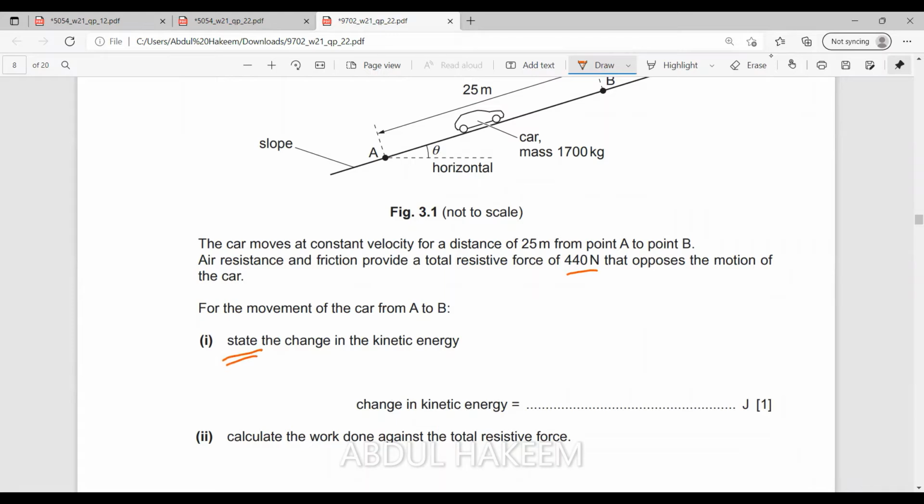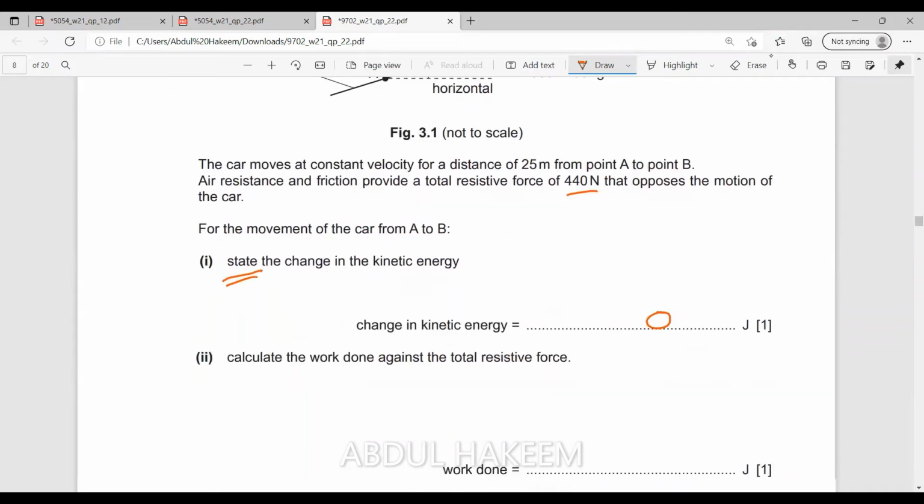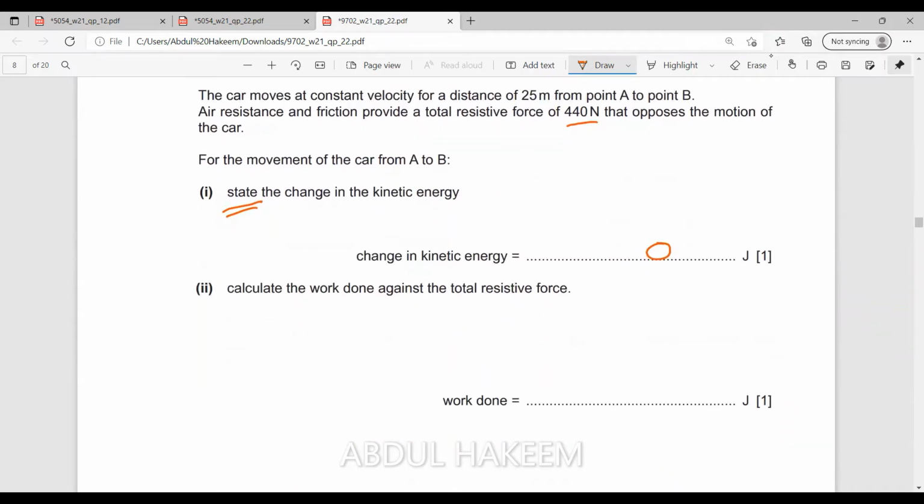State means no calculation. The answer is 0 because the speed from A to B is constant. Kinetic energy is constant. It's not changing. The change is 0. And the next, calculate the work done against the total resistive force.